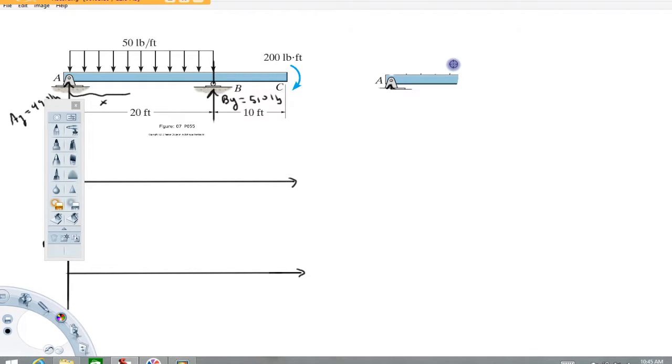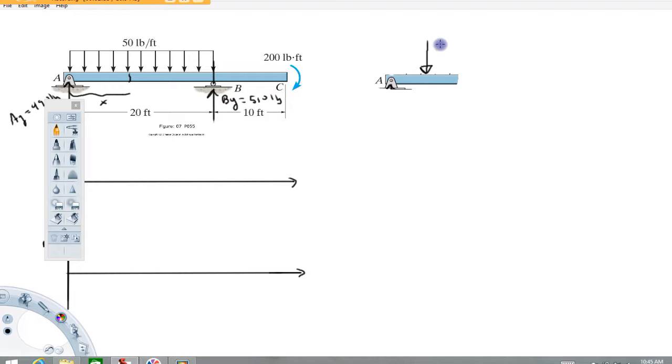Now, first let's talk about the distributed load. We've got this 50 pound per foot, but remember, I'm cutting it right about there in my picture. So this part of the distributed load belongs in this free body and nothing else. And remember, when you're dealing with a distributed load, this area gives the force vector, and it's going to be at the centroid of this geometry. Now this is a rectangle. This dimension is X. So I'm going to replace this distributed load with a single force vector down.